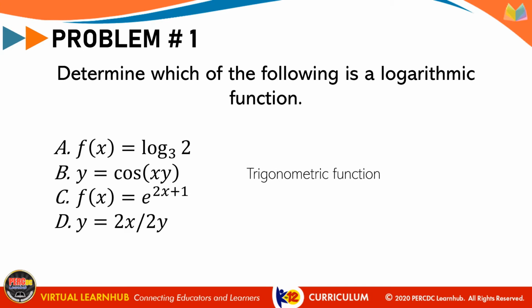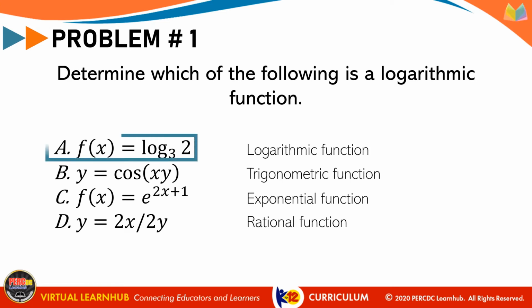Obviously, letter B is a trigonometric function because of the cosine. Letter C is the exponential function. Letter D is a rational function because of the division sign. And obviously, letter A is the logarithmic function with base 3.